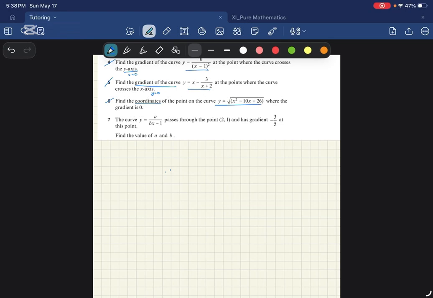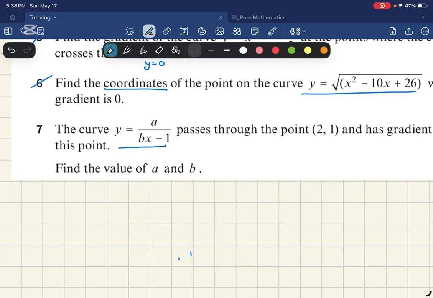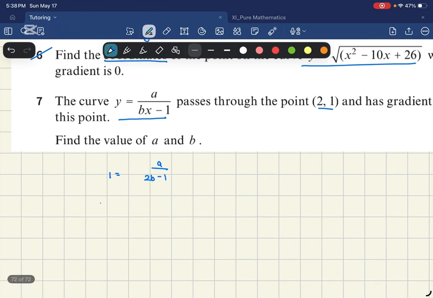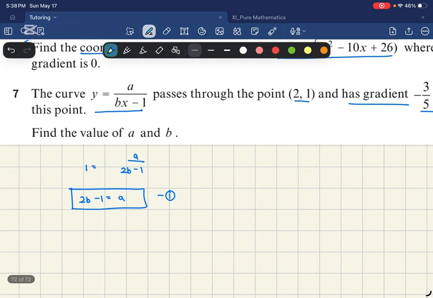All right, so this is the last question. So you have this curve that passes through this point. So first of all, let's just substitute this point in. So y is 1 when x is equal to 2. So you get this equation: 2b minus 1 is equal to a. That is equation 1. And now it has a gradient of this at this point.